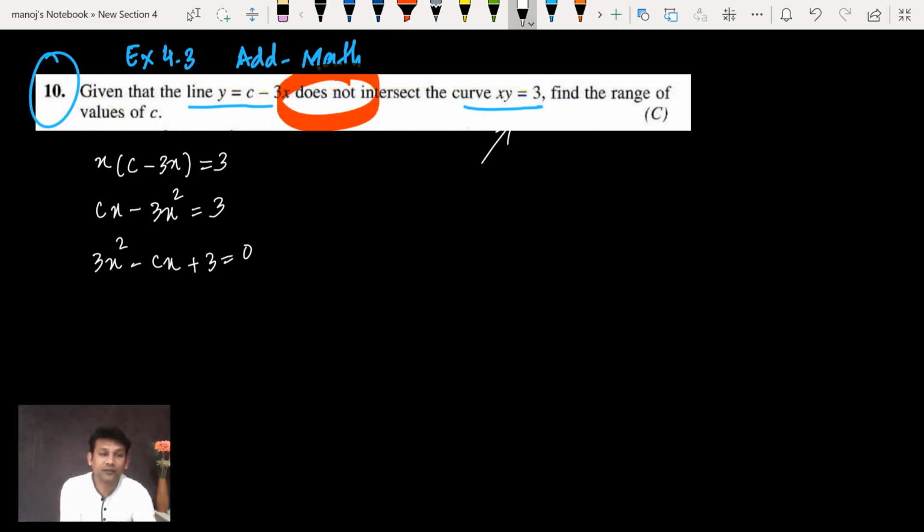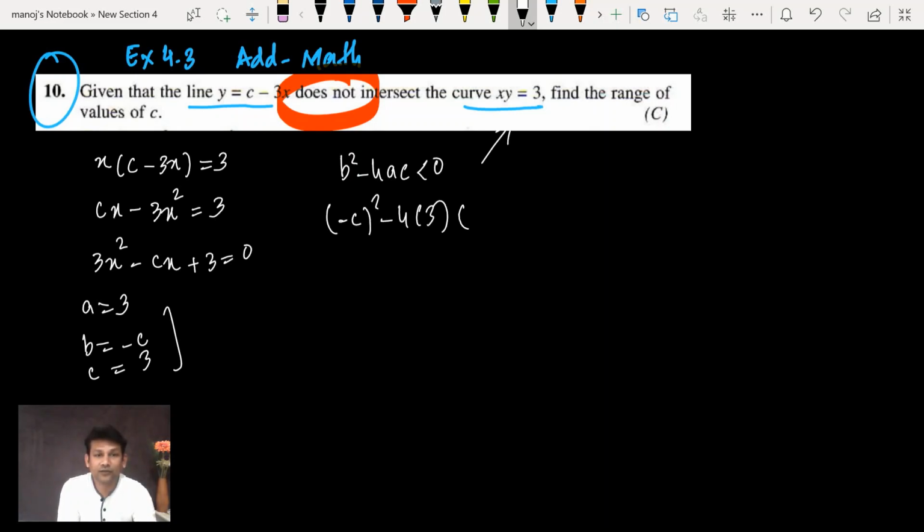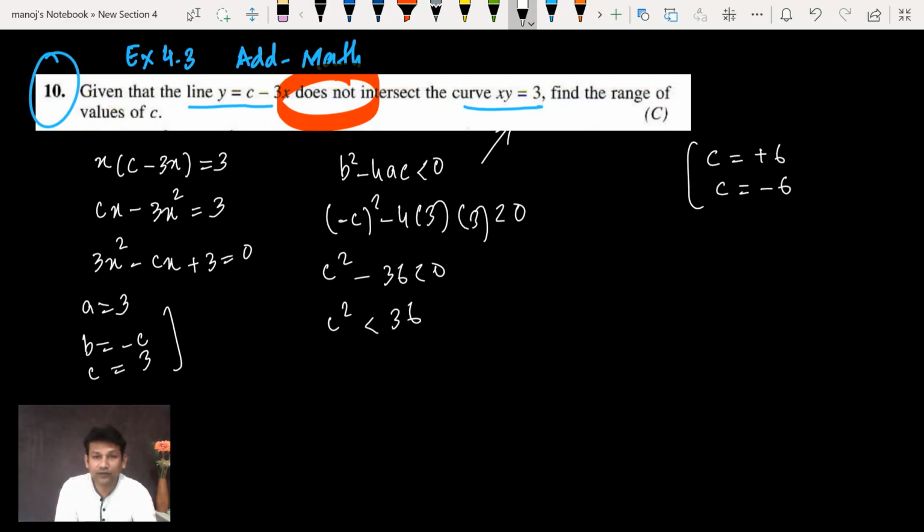Does not intersect means the discriminant b square minus 4ac is less than 0. A is 3, b is minus c, and c is 3. Now we can substitute: b is minus c, squared, minus 4 times a, which is 3, times c, which is also 3, less than 0. So c square minus 36 is less than 0, c square less than 36. Now when we write the roots, one is positive 6 and one is negative 6.